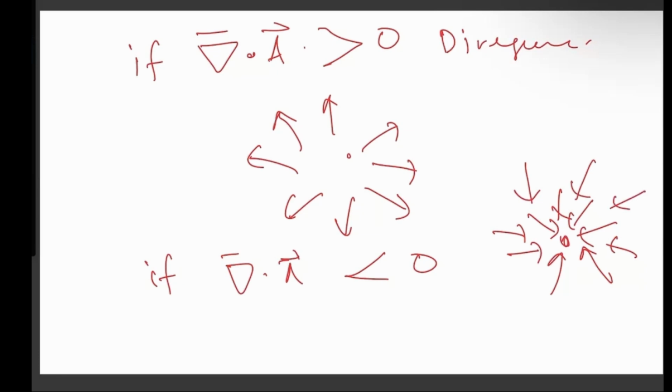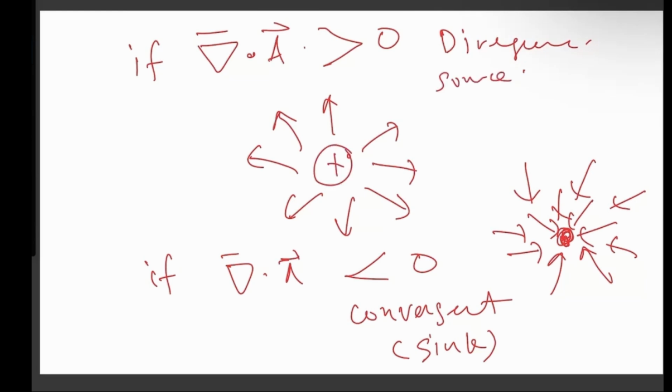Convergent. Okay, this one is convergent, or sometimes we call it sink, same as our kitchen sink, when the water flows to a point. This one we sometimes call source, S-O-U-R-C-E. For example, a water source, there will be flow out. For example, a magnet with a plus pole, the magnetic field goes out.